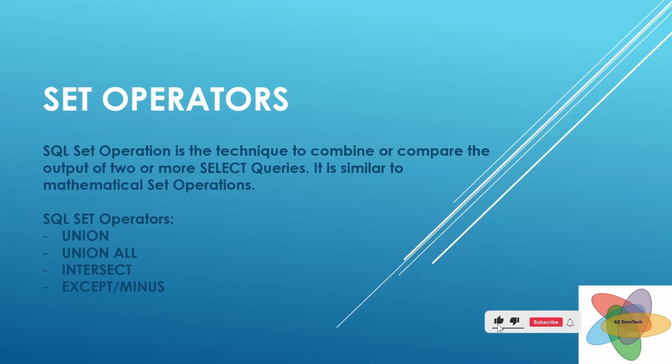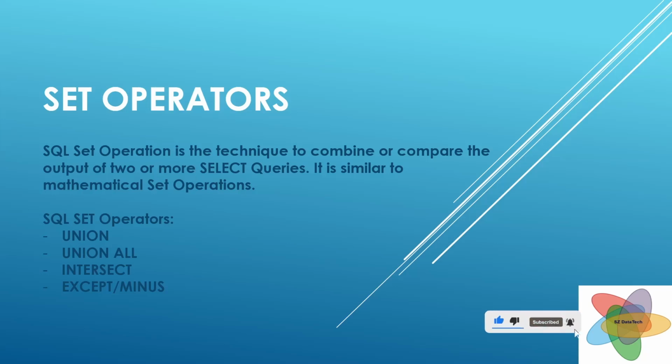It is similar to our mathematical set operations. Here in SQL we have different set operators like union, union all, intersect, except. There are some SQL database systems that use minus as well. So except and minus are both the same. Minus is used in Oracle.